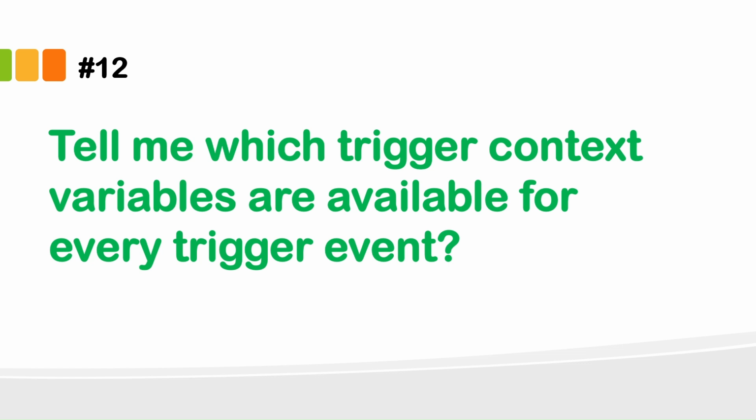Next question is, tell me which trigger context variables are available for every trigger event. So the answer is, for before insert we have trigger.new. For after insert we have trigger.new and trigger.newMap. For before update we have trigger.new, trigger.newMap, trigger.old and trigger.oldMap. For after update we have trigger.new, trigger.newMap, trigger.old and trigger.oldMap. For before delete, we have trigger.old and trigger.oldMap. For after delete, we have trigger.old and trigger.oldMap. For after undelete, we have trigger.new and trigger.newMap.